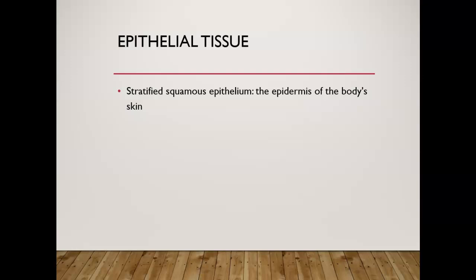Where you need protection from abrasion, from bumping into things, or things being rough, you need layers. So that's the stratified squamous. That's mostly your outer epidermis and such, and certain body cavities.